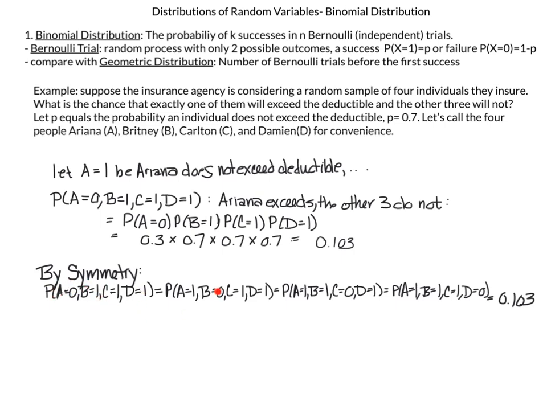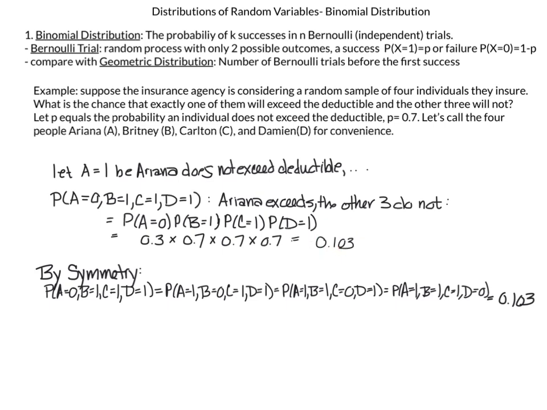Now we can calculate the probability that it's Brittany who exceeds the deductible, but the other three do not. And then we would calculate the probability that Carlton exceeds the deductible, but the other three do not. And finally, we would calculate the probability that Damien exceeds the deductible, but the other three do not. And by symmetry, all of these probabilities will be equal, so they'll all equal 0.103.